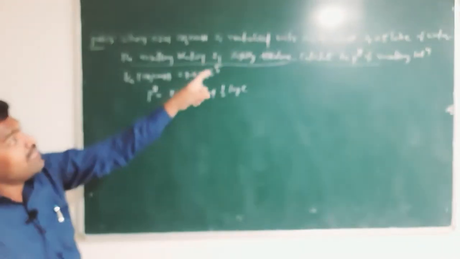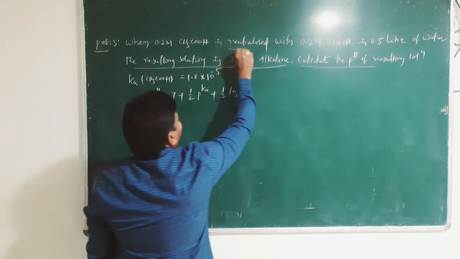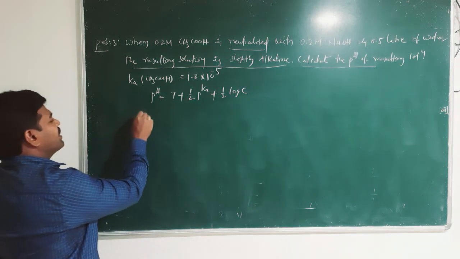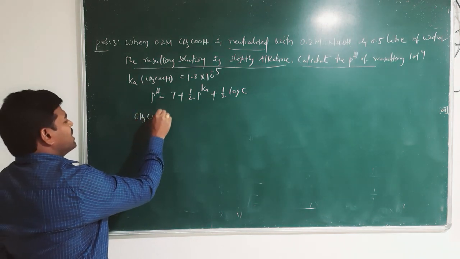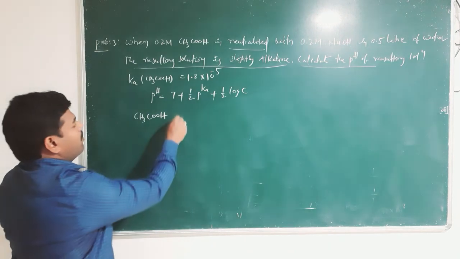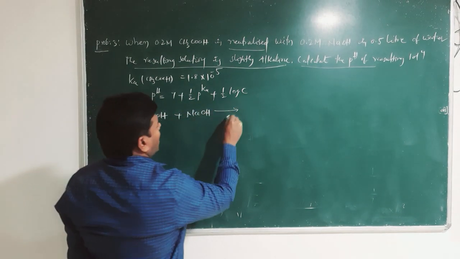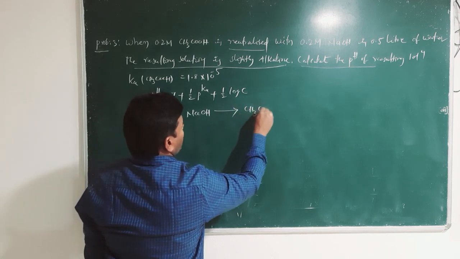But they said it is neutralized. Acetic acid is neutralized. So when the term neutralized is used, you should write the equation. That is, acetic acid CH3COOH plus NaOH gives rise to CH3COONa.